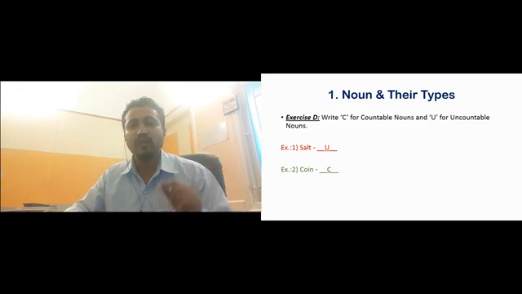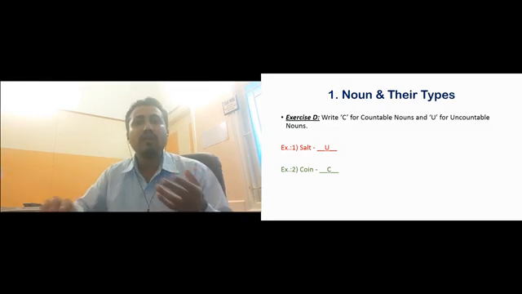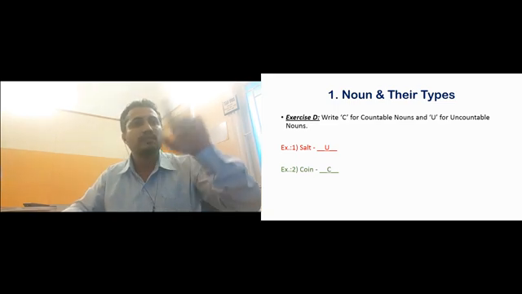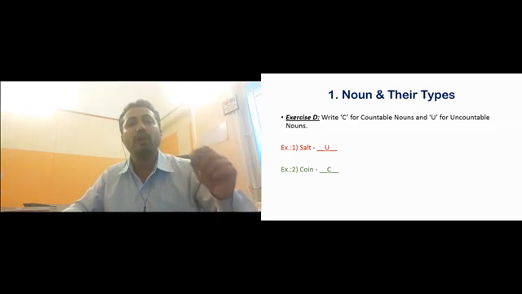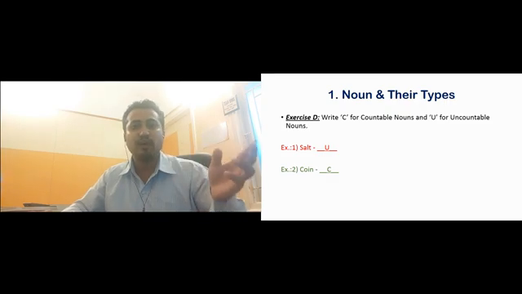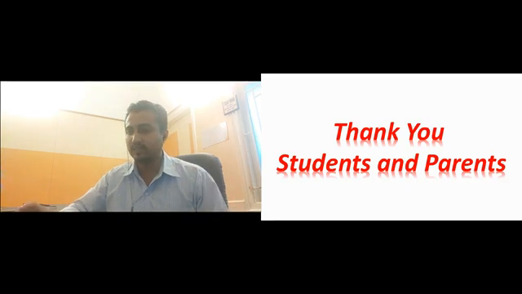Okay, now the next word is coin. We can count coins. If we have coins in our hand, we can count 1, 2, 3, 4. We can count coins, and that is why it is countable, and so C has been put there. In the same way, now students, you have to fill the rest of the exercise also, read properly, think, and then fill in the exercises.